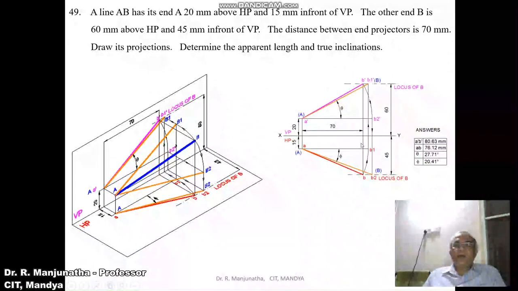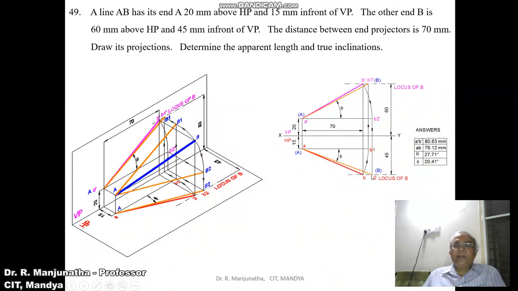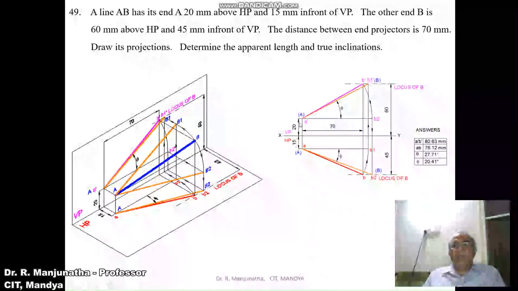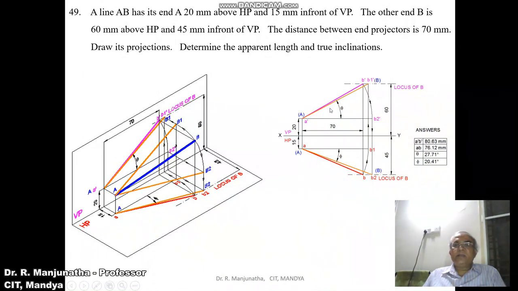Now we need to find out the true length in the horizontal plane. So you have to take the line which is inclined to HP. The line which is inclined to HP is A dash B dash. We cannot consider A dash B1 dash because A dash B1 dash is already in true length. So now we need to find out the true length in the horizontal plane, so we have to take the front view line. The front view line is A dash B dash.